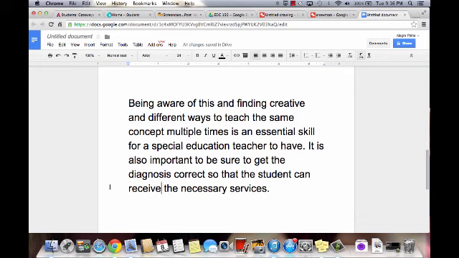It's also important to be sure to get the diagnosis correct so that the student can receive the necessary services.